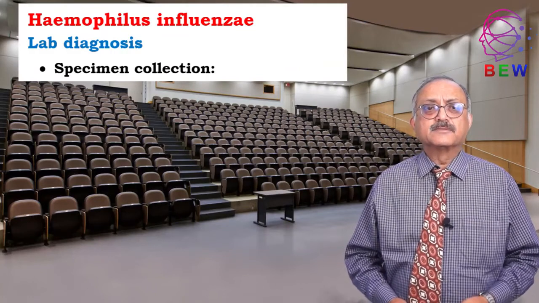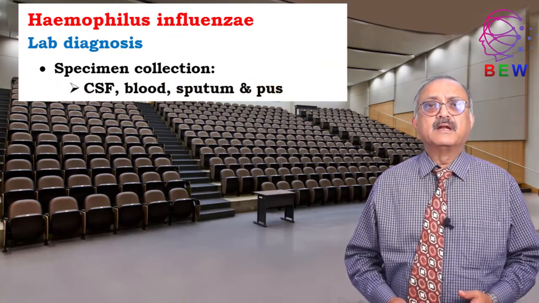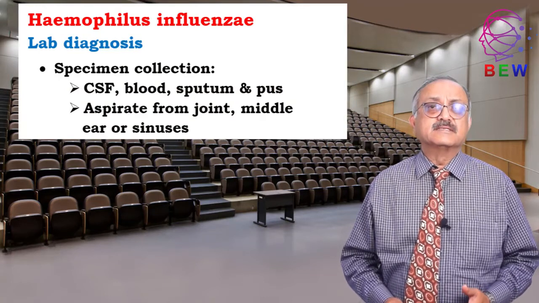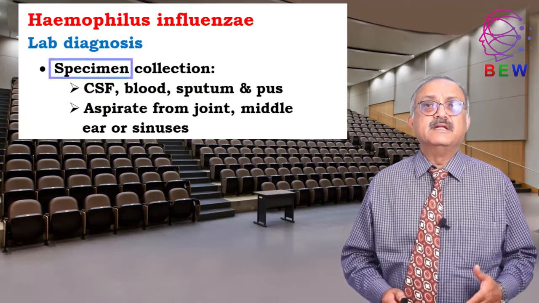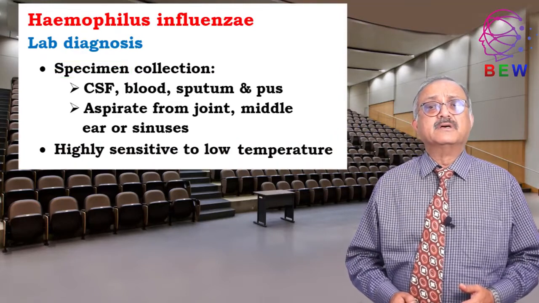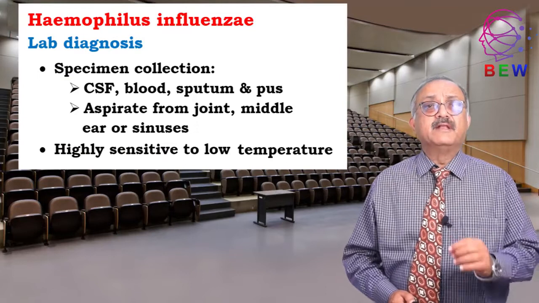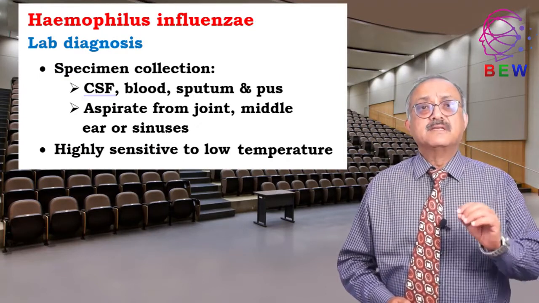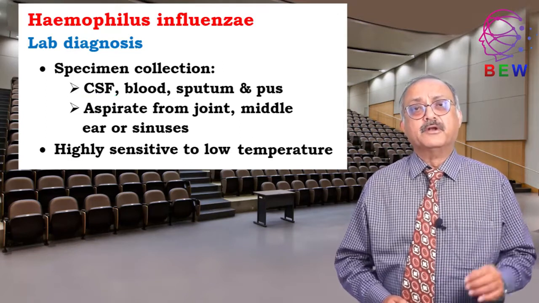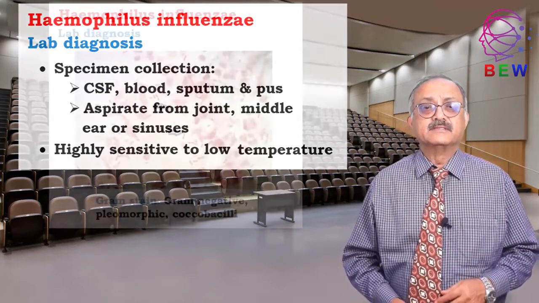Specimen collection and transport for CSF, blood, sputum, pus aspirated from joint, middle ear or sinuses. These are the specimens that need to be collected. It's highly sensitive to low temperature. Specimens should never be refrigerated, especially cerebrospinal fluid. You keep it at room temperature. The moment you put it into the fridge, the organism dies.